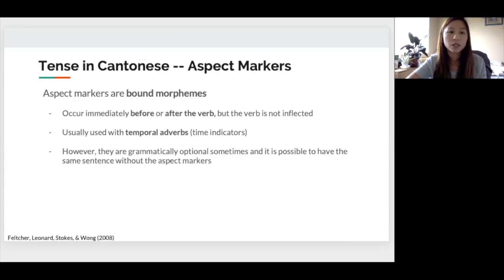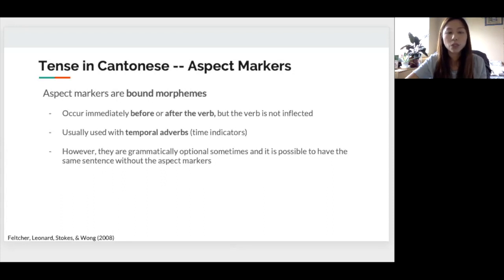Verbs are not inflected to convey verb tenses in Cantonese. Aspect markers are used to mark tenses in Cantonese, and they're bound morphemes. They are placed immediately before or after the verb and are usually used with temporal adverbs. However, aspect markers are sometimes optional, especially when you have used precise temporal adverbs, which we will talk about on the next slide. Mandarin also uses aspect markers, but the semantics are different because of the dialectal difference.